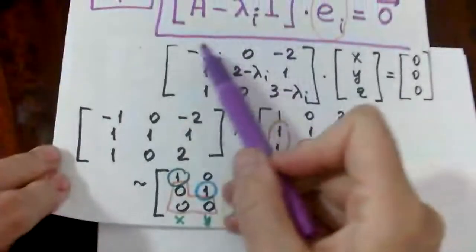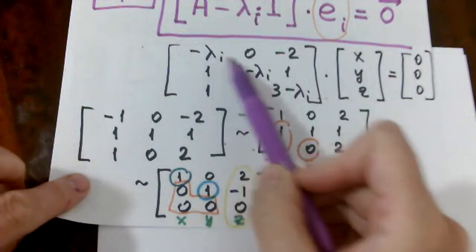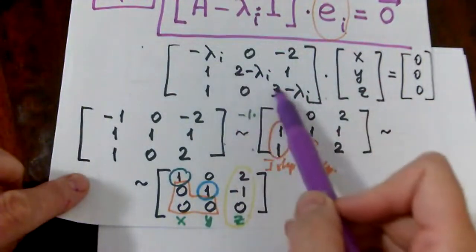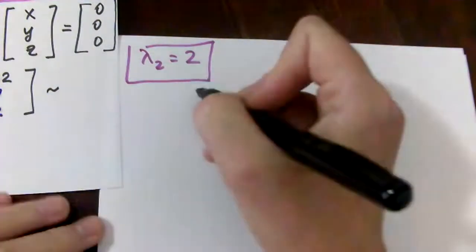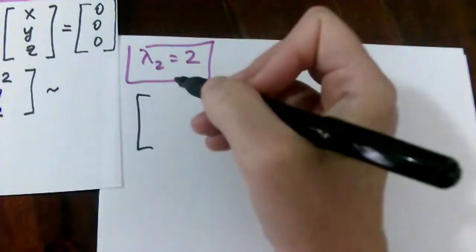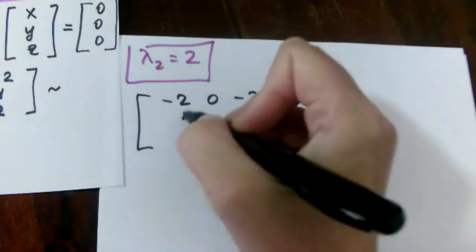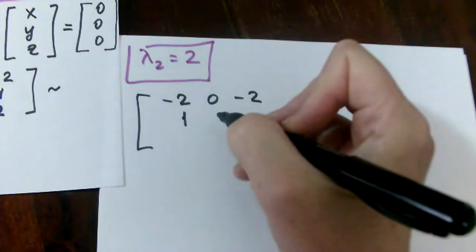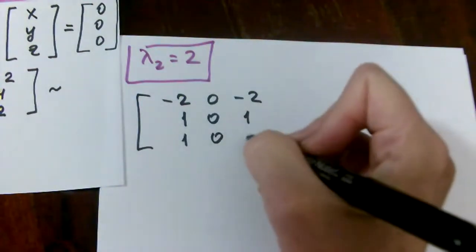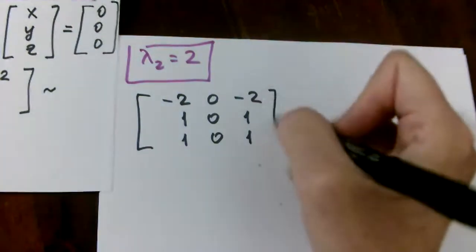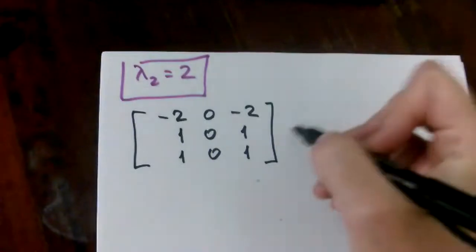Okay, we can use the same system, and the only thing we need to do is substitute lambda I this time with our current value, which is 2. So let's write down the system. Okay, it will be minus 2, 0, 2, 1, 2, 2, 1, 0, 1, and 1, 0, 3 minus 2, 1 again. The matrix of the system looks pretty nice.